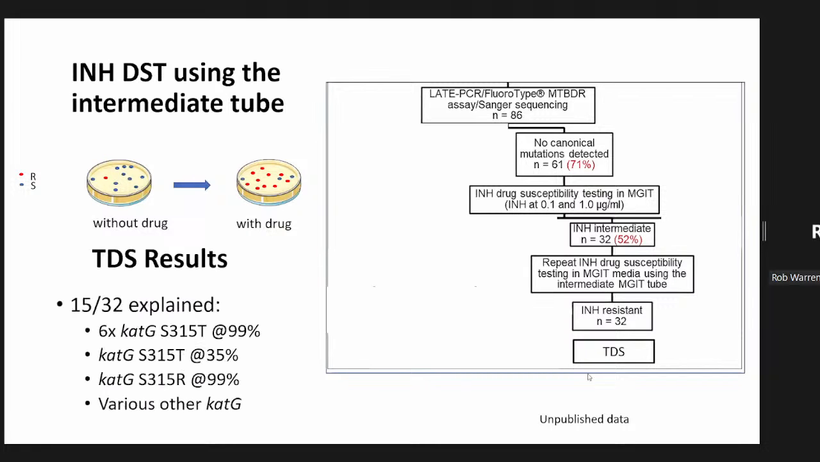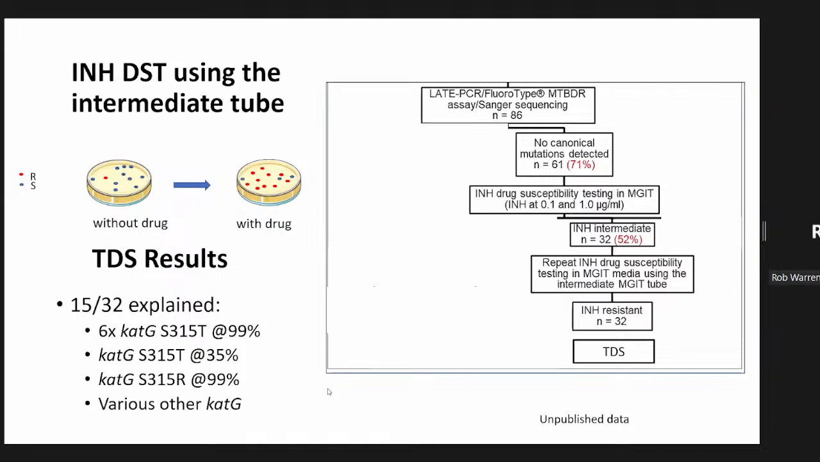We've then done targeted deep sequencing across the genome, and we could explain these with classical mutations, but in underlying populations. So it's quite an interesting study because it's contrary to what we would have predicted.